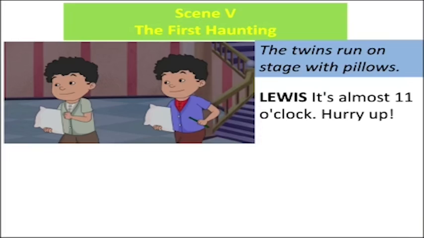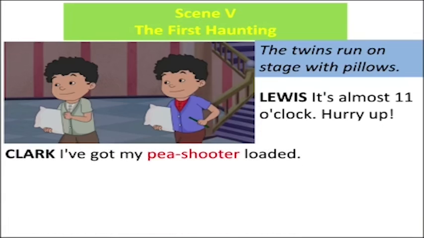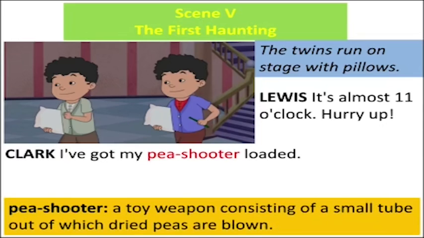Lois says, "It's almost 11 o'clock. Hurry up." Clark says, "I have got my pea shooter loaded." Students, a pea shooter, as you can see in the hands of these twins, is a hollow pipe. A pea shooter is a toy weapon consisting of a small tube out of which dried peas are blown, just like a small shotgun or catapult, we can say.